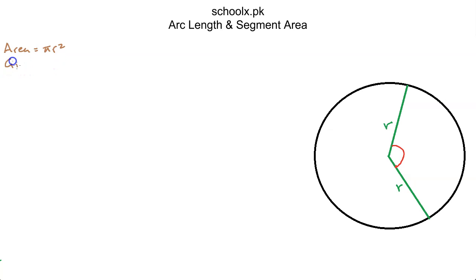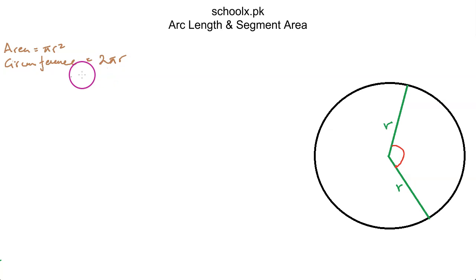And we also know that the circumference of a circle is 2 pi r. Circumference is the length covered by one complete revolution, right? So the circumference of a circle is 2 pi r, of a semicircle is pi r, and of a quarter circle is pi r by 2.